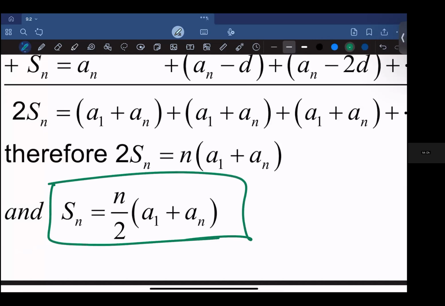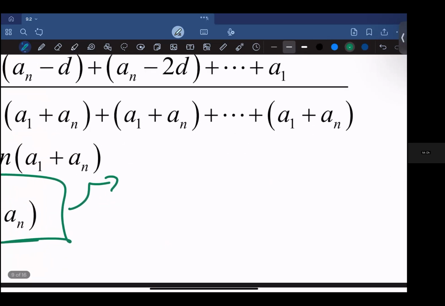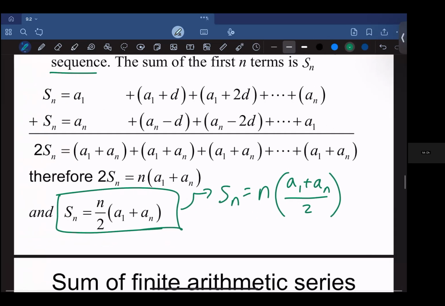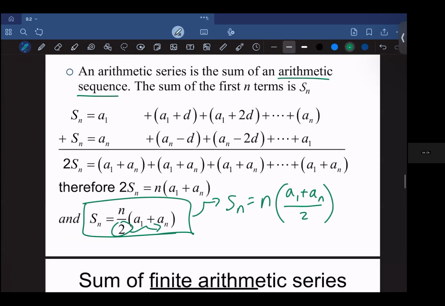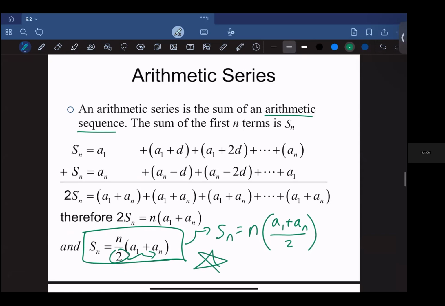Sn equals n over 2 times a1 plus an. We actually want to rewrite this a little bit. All we're going to do is Sn equals n times a1 plus an, all over 2. It's the same thing. All I did was move the 2 to be below the a1 and the an. It's going to clean some things up for us later, but that is all you need to know: just these two formulas that are interchangeable.